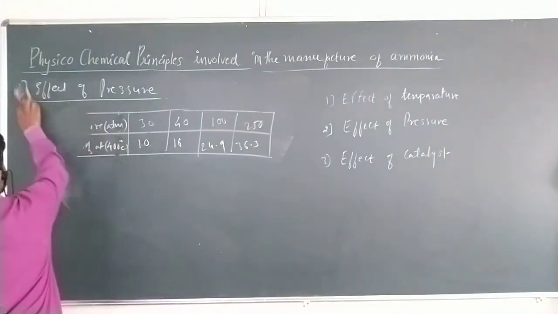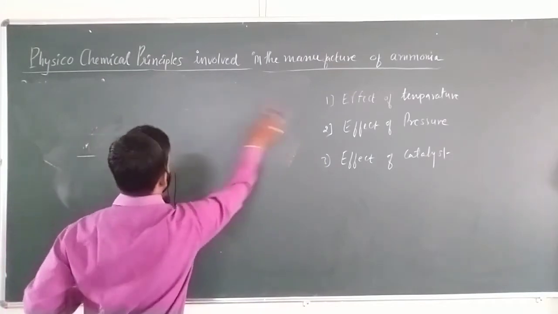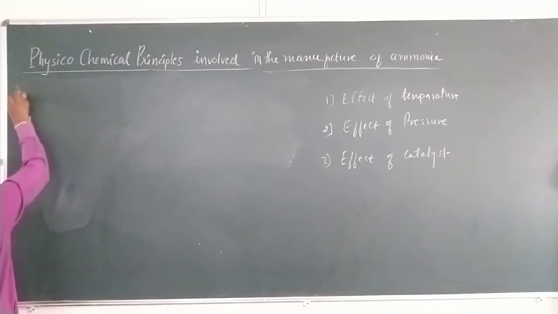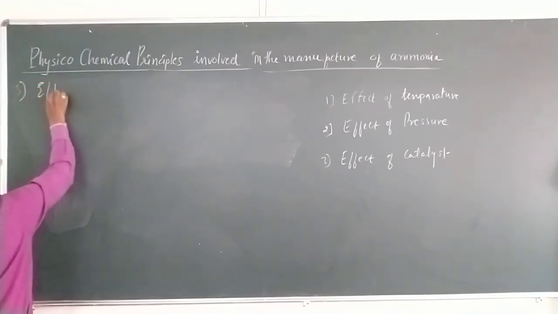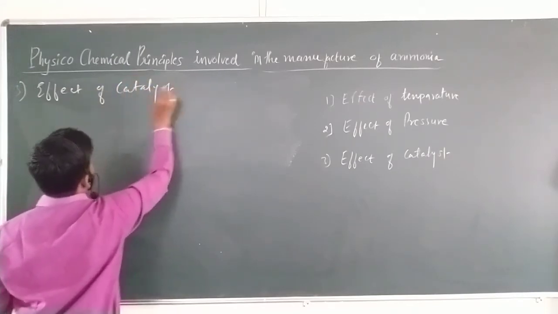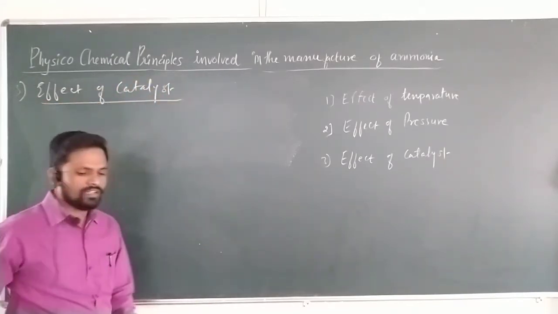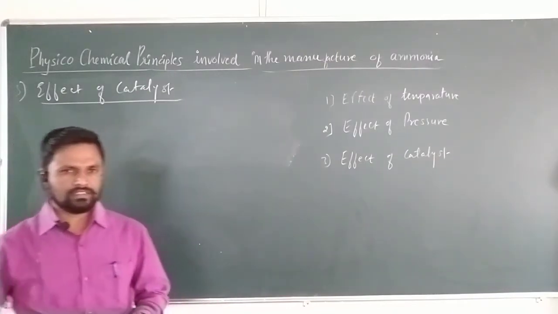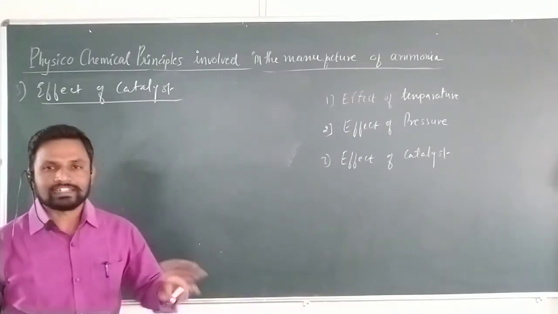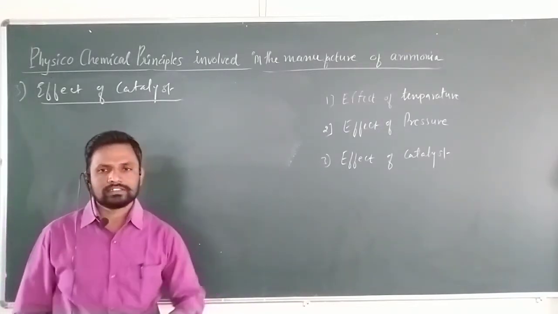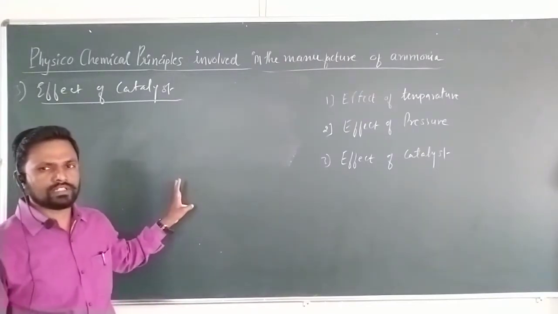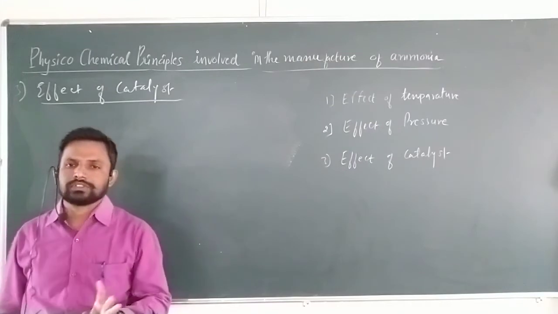Now, the third one is the effect of catalyst, which is very simple. As we already studied in the previous standards, what is the role of a catalyst? Effect of catalyst. A catalyst is a foreign substance that does not get involved in the chemical reaction, but it alters the rate of a reaction. That is known as a catalyst. For the effect of catalyst in the formation of ammonia, we studied that iron is used.